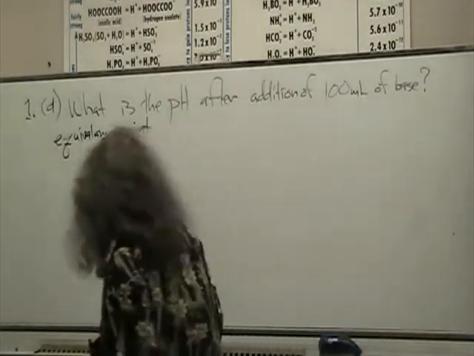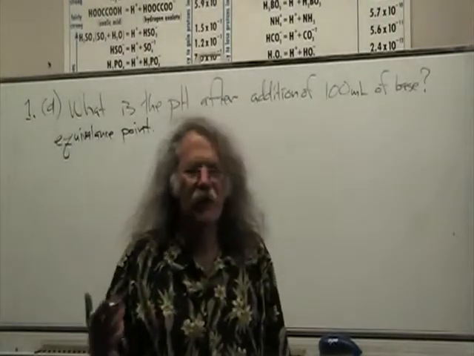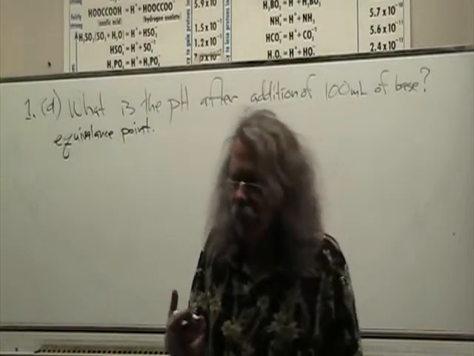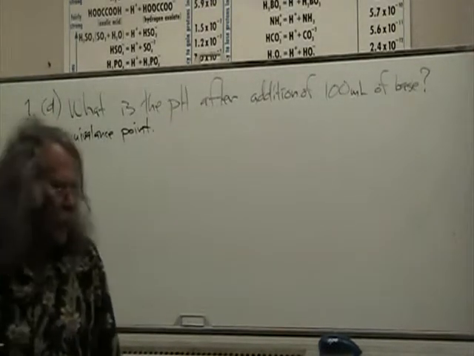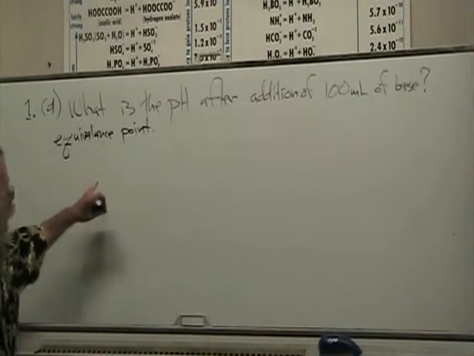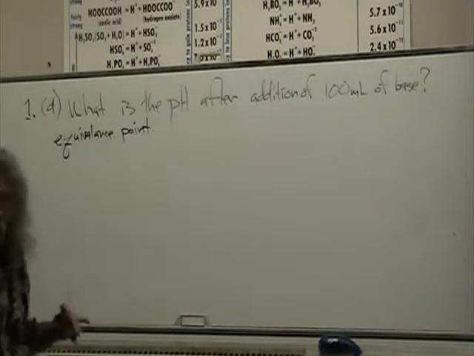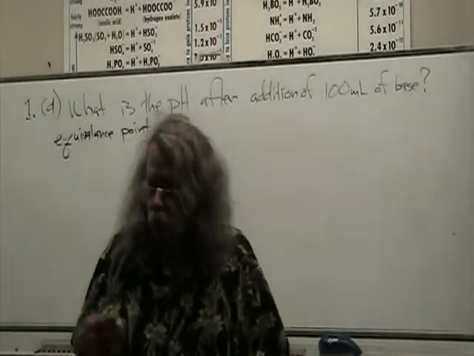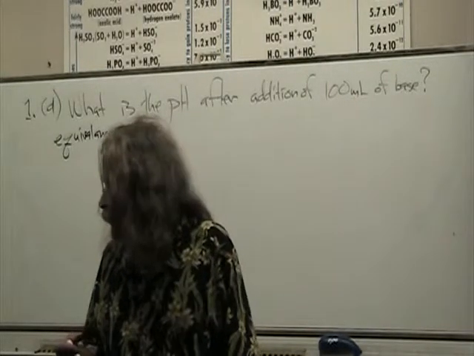Okay, at the equivalence point, all of the acid has been deprotonated. So we've added an equimolar amount of base, deprotonating all the acid, and we have generated what is equivalent to a solution of sodium acetate.